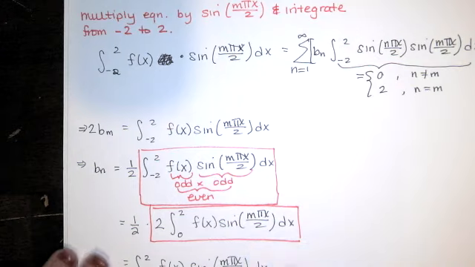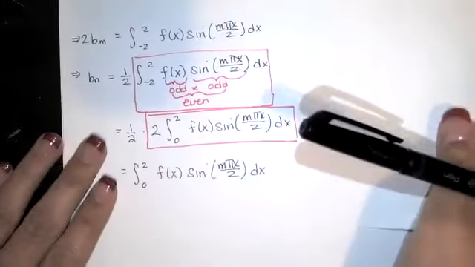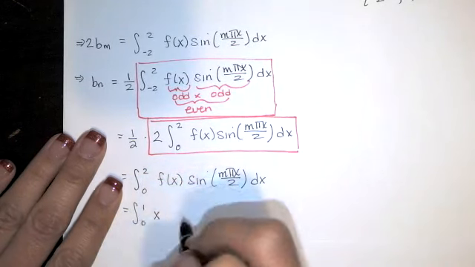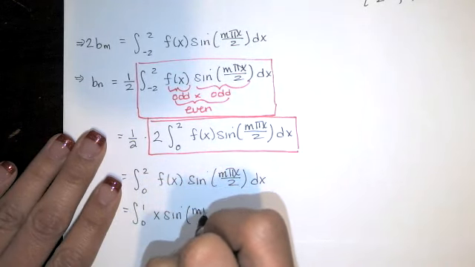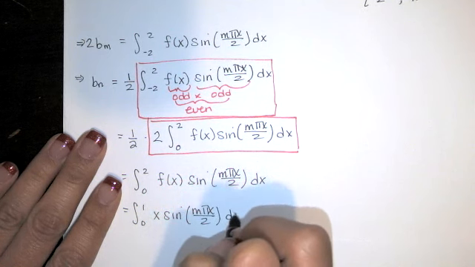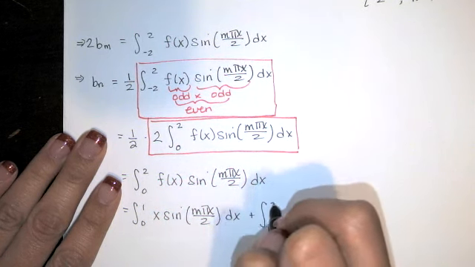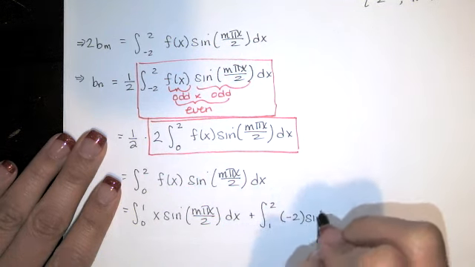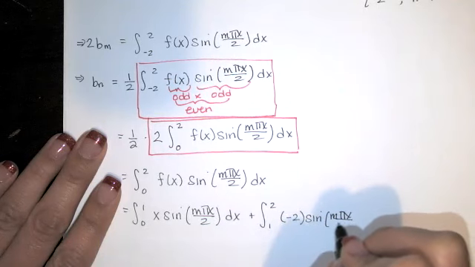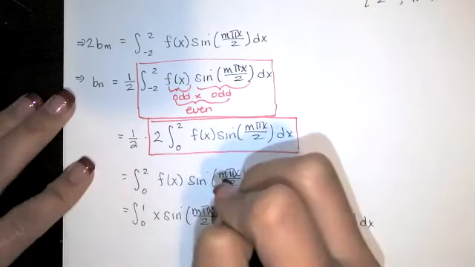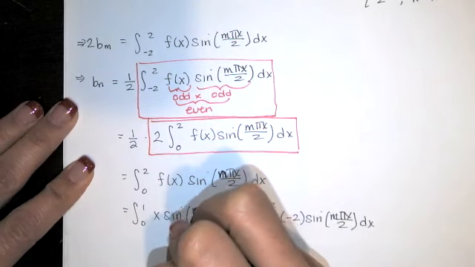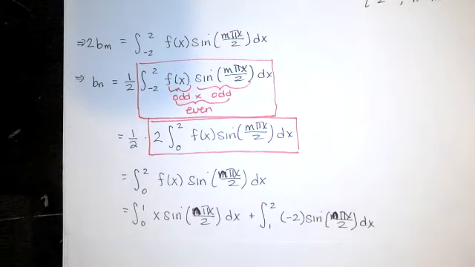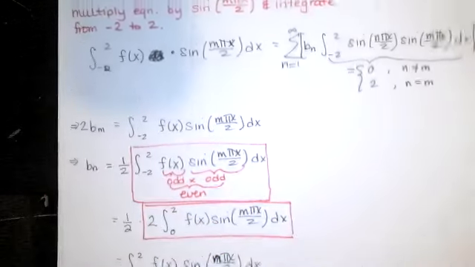Now, f was defined on 2 different intervals. It was defined on the interval from 0 to 1 to be x. And then on the interval from 1 to 2, f was equal to negative 2. So I guess I need n's there because I switched from m back to n. I know this is messy. Okay, so we're going to evaluate that, and we're going to evaluate that.